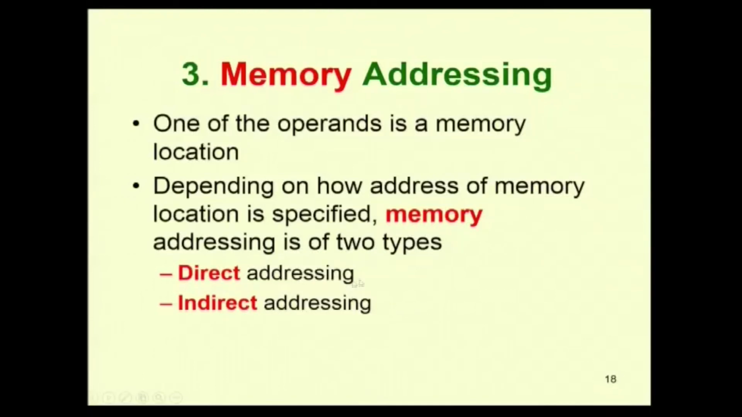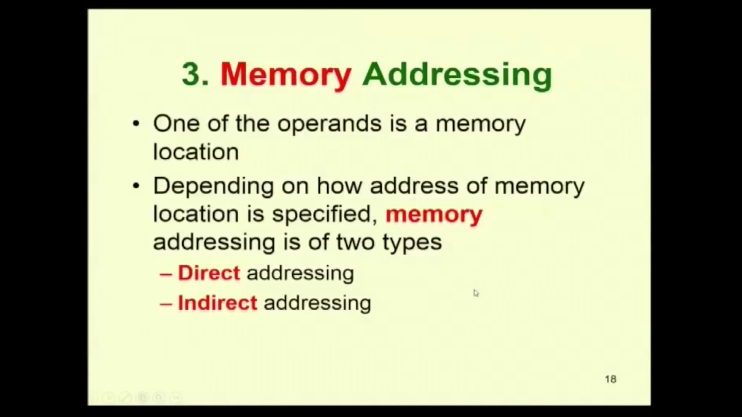Direct addressing means that in the instruction you have to mention the location of the memory. Indirect addressing means you do not directly mention the location of the memory; you just point to the 8085 register which contains the location of the memory, which already contains the memory address. That is indirect addressing.